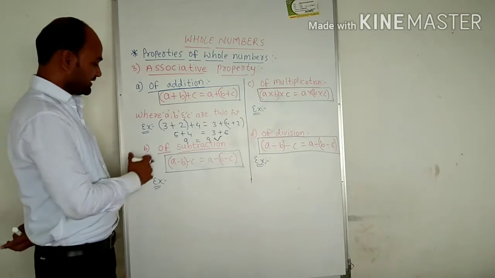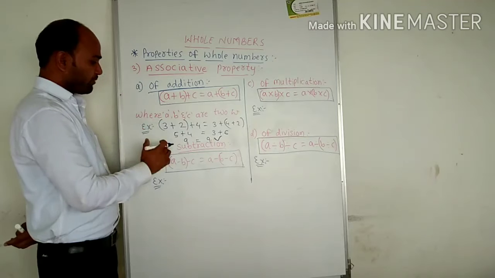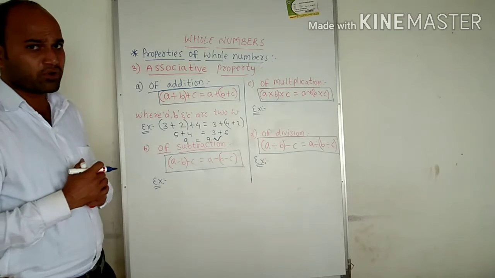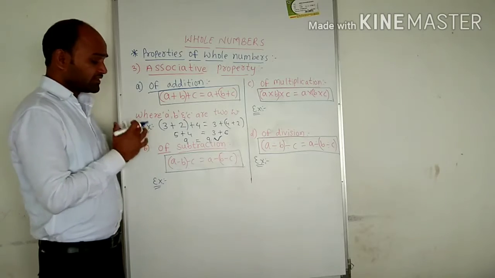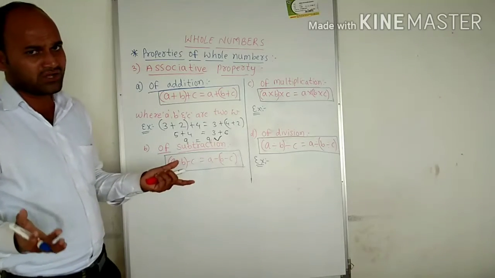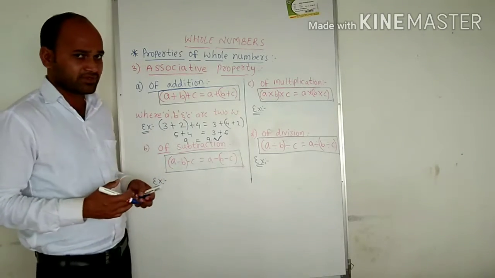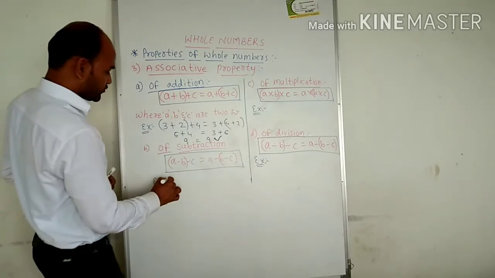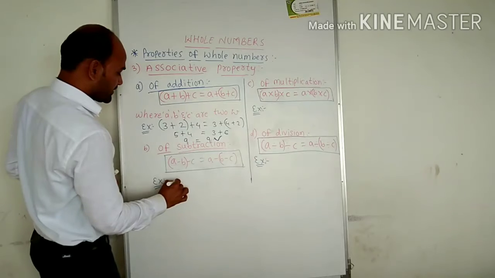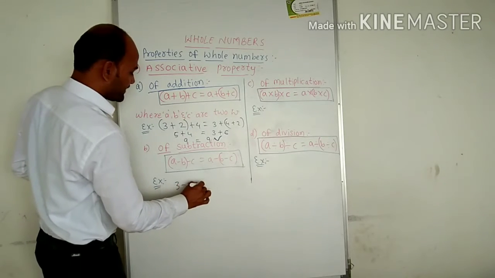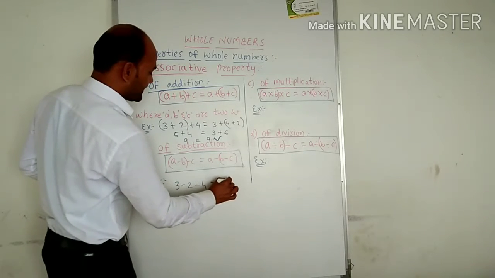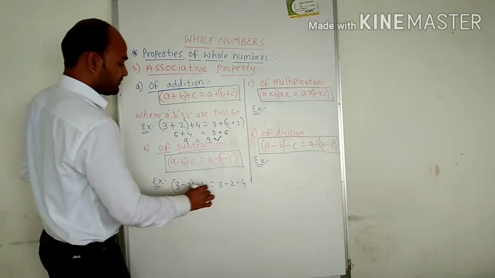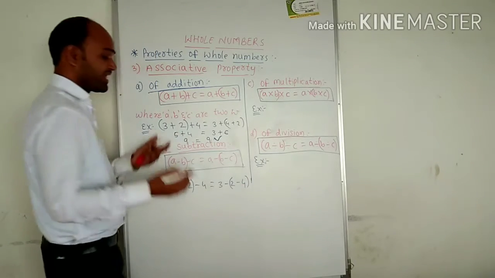The next we can see is the associative property of subtraction. Here the three whole numbers can be grouped in any order, and the answer should remain the same. Let me see, A, B, C are the three whole numbers. Let us check: 3 minus 2 minus 4 is equal to 3 minus 2 minus 4. We can group it first and group it second, and see whether the answer remains the same.